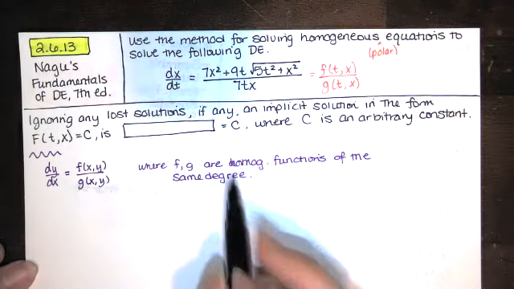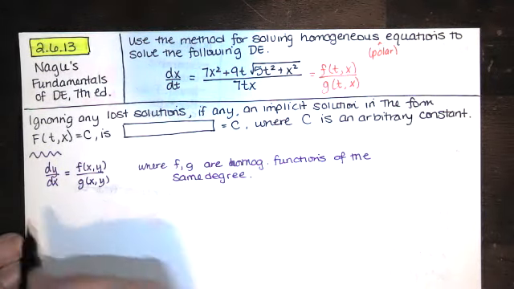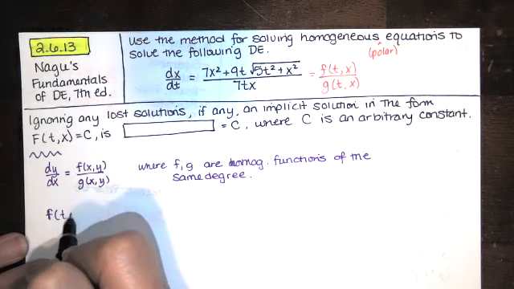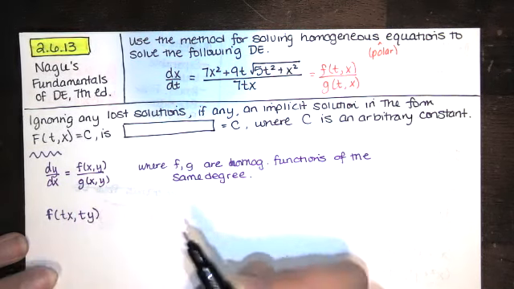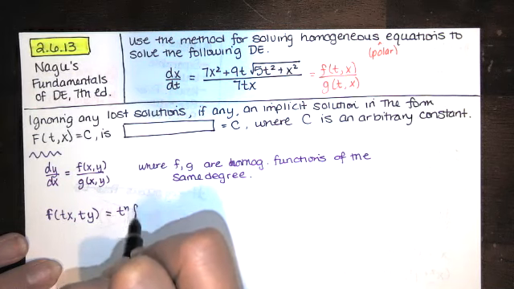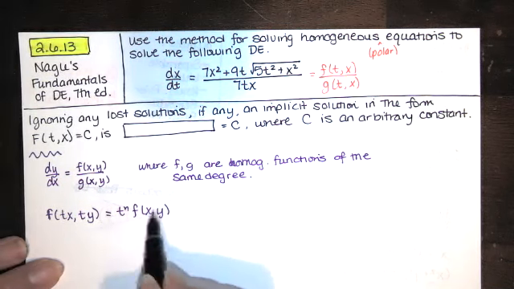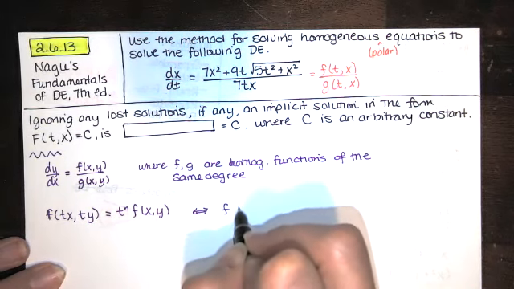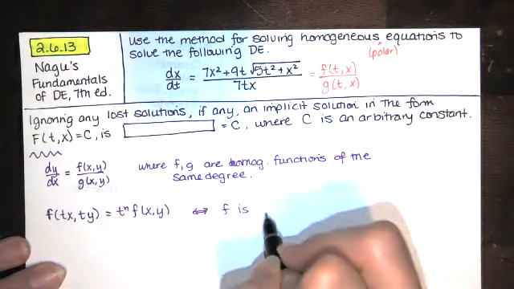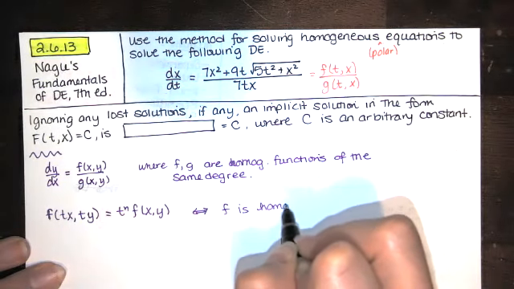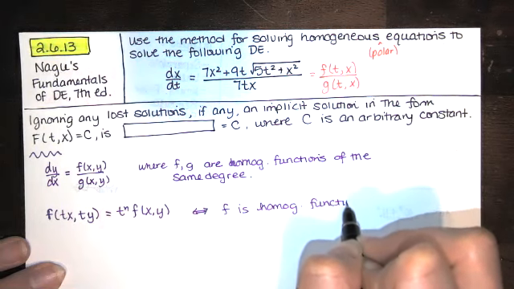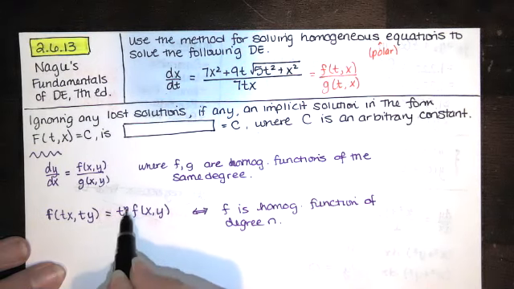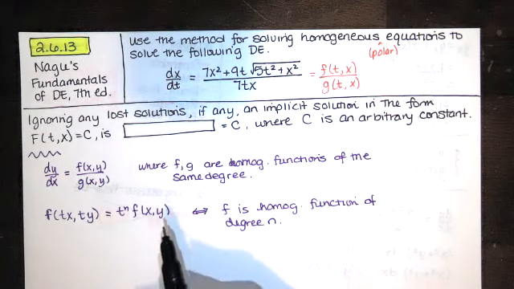Now we say that a function is a homogeneous function of degree n if that function f evaluated at tx and ty is given by t to the n times the original function. So if f satisfies this, then we say that f is a homogeneous function of degree n. So the degree of the homogeneous function is the power of t that we can factor out.